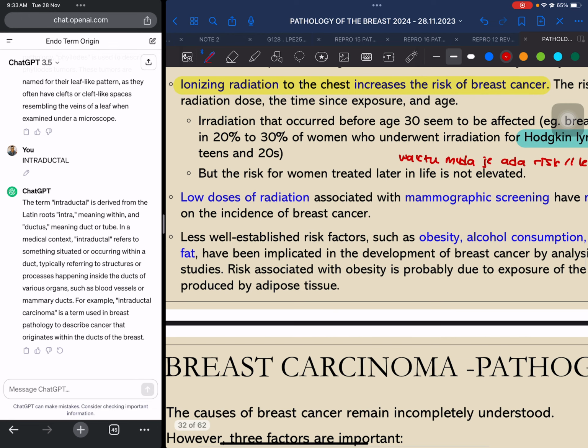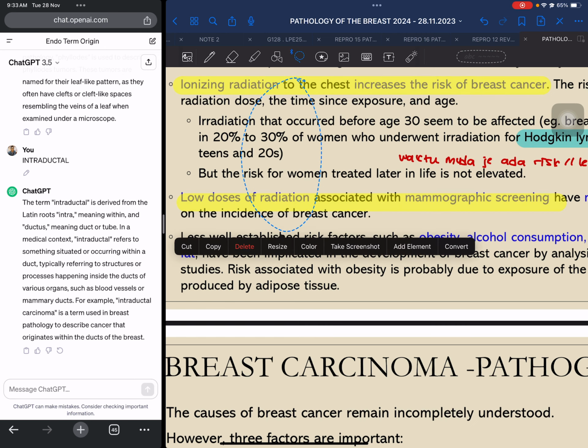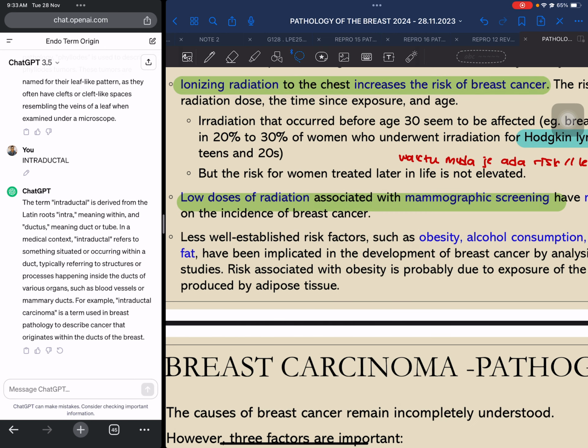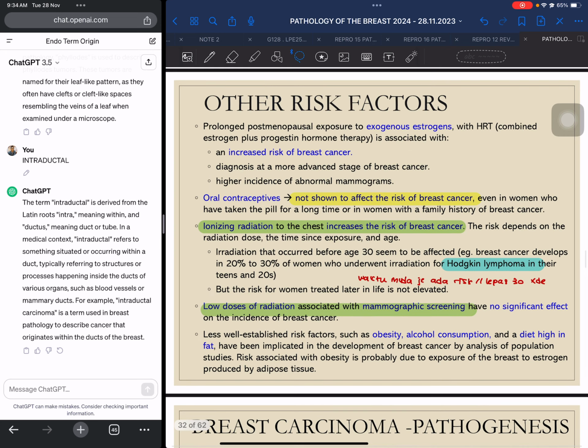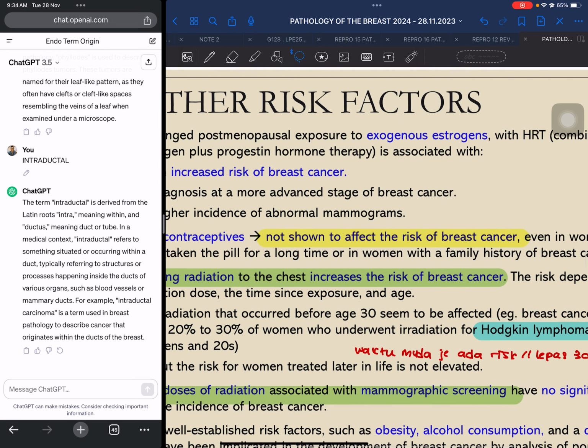Okay? So there are also a few less well established factors such as obesity, alcohol consumption, diet high in fat. They have been implicated with increased risk of breast cancer, but mainly related to the exposure of estrogen.